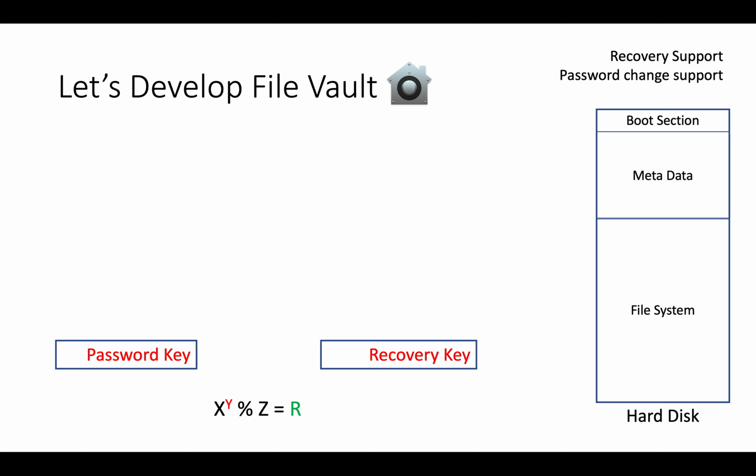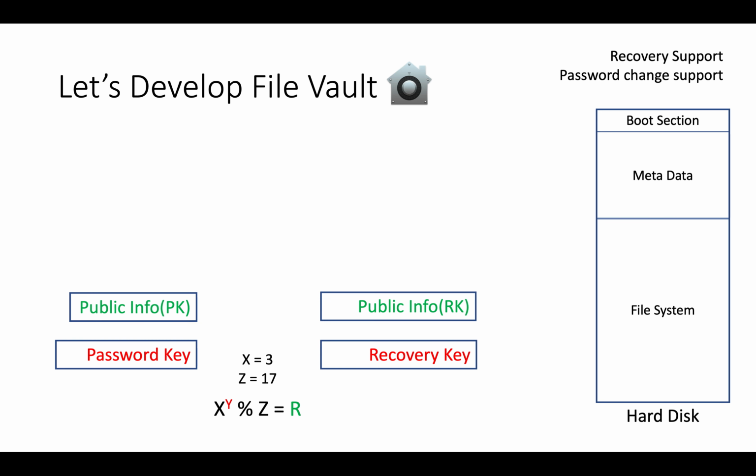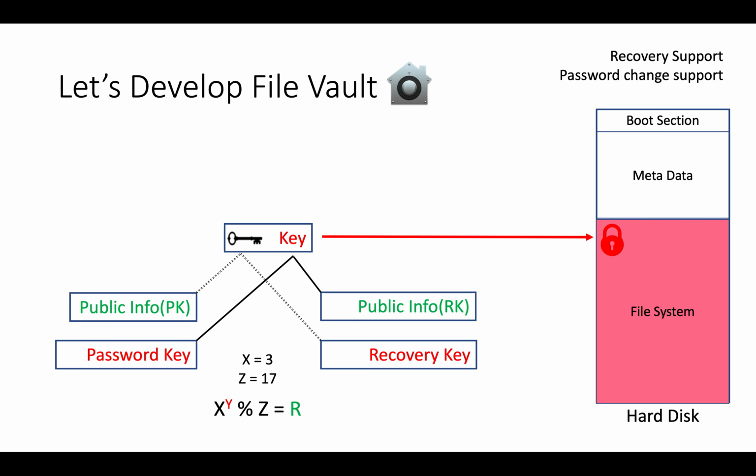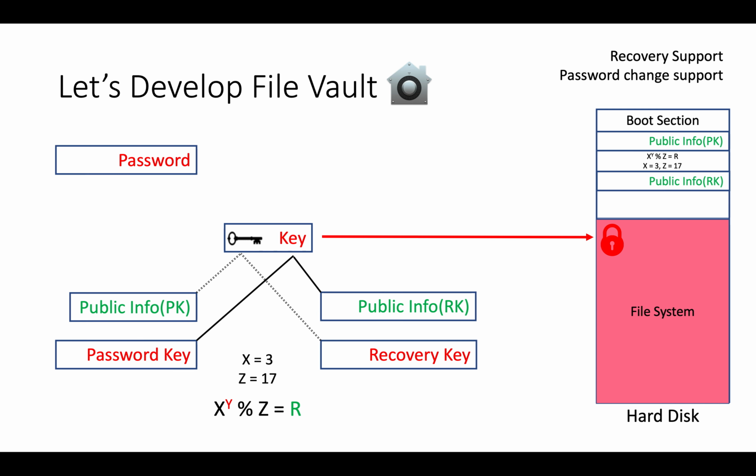Bring the Diffie-Hellman formula. Define constant values. Using this formula, generate public information. Using cross combination, generate a common key. Use this key to encrypt the hard disk. Store public information and constants in the metadata section. Now, what to do with the password key? Where to store it? Let's take a password from the user. Encrypt the password key with the password and store the encrypted password key in the metadata section.